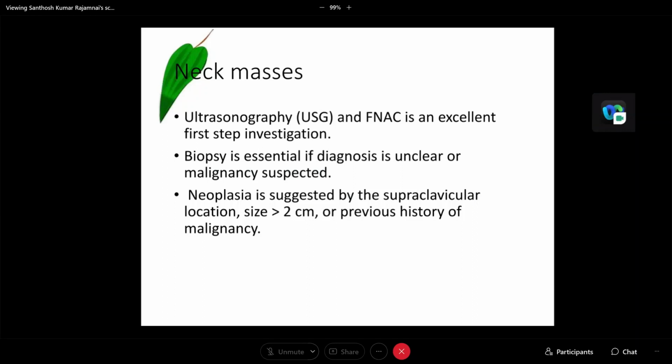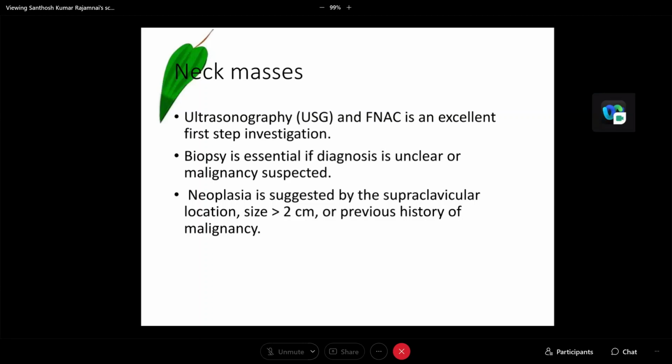Okay, so let's look at how you go about it if somebody is presenting with a neck swelling. What are the investigations you do? Ultrasonogram and FNAC are the two main first step investigations. In fact, without hesitation, suggest a patient for an ultrasonogram and FNAC.